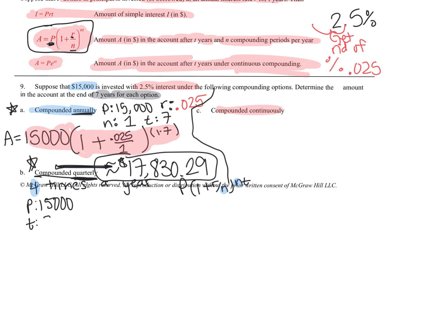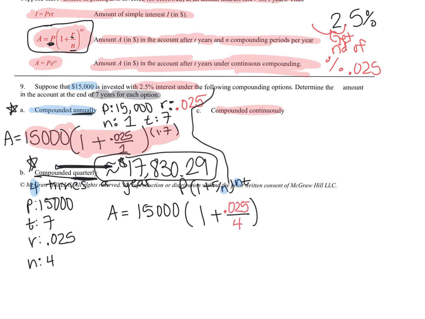T is still 7. My interest rate is still 0.025, but this time N is equal to 4. Okay, now I'm ready to plug that into my formula. So the amount I'll have over a certain amount of time is equal to 15,000 times (1 plus 0.025 over N) raised to the N times T.